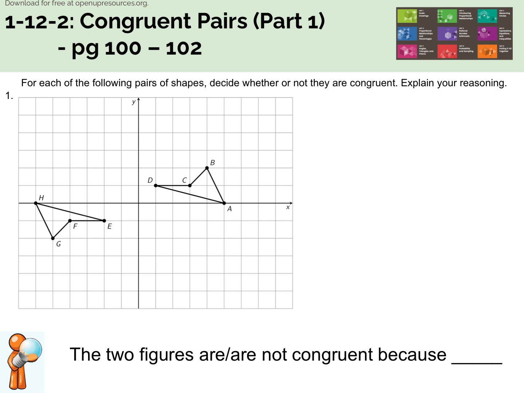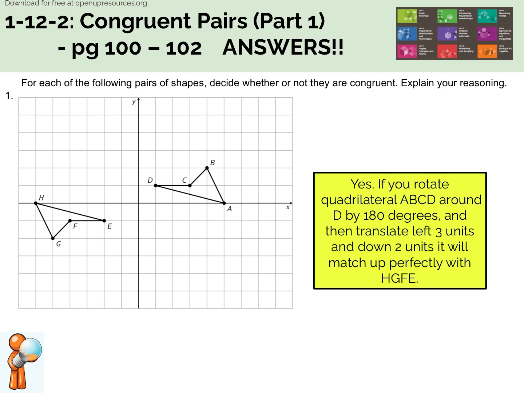So I gave you a sentence frame. The two figures are or are not congruent because... you need to write that down next to number 1. They are or are not congruent, and then you give that reason why. All right, so number 1 is yes. As you can kind of see, I have some answers there.